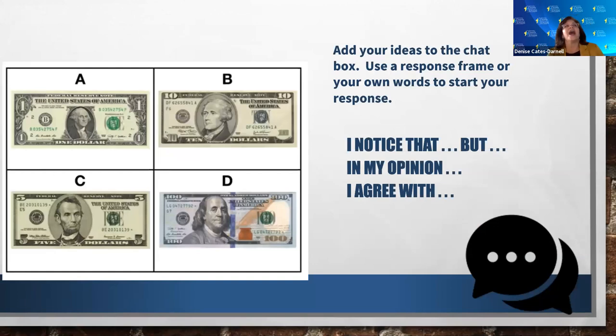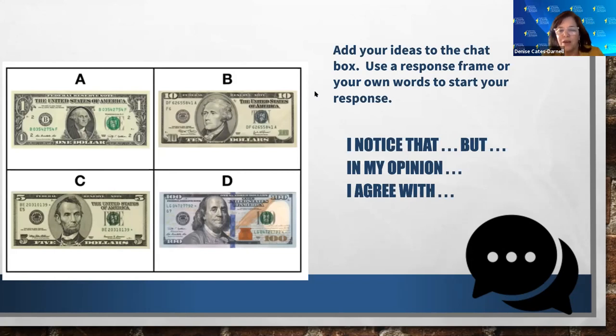So I could say, I notice that A doesn't belong because it's the only one that has a B on the left-hand side, but the other three have sort of an eagle or a shield there. So you can come up with a reason why you think one doesn't belong and put that in the chat for us. And you're free to use our response frames there to support you.